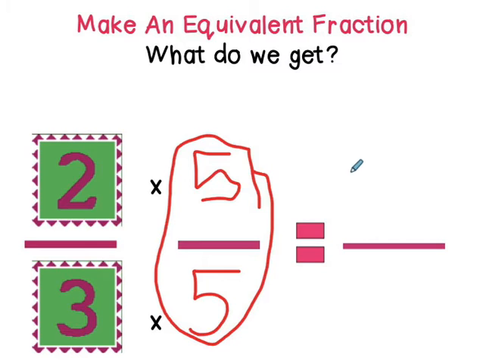Now 2 times 5 is 10, and 3 times 5 is 15. That means that 2/3 and 10/15 are the same fraction. They are equivalent.